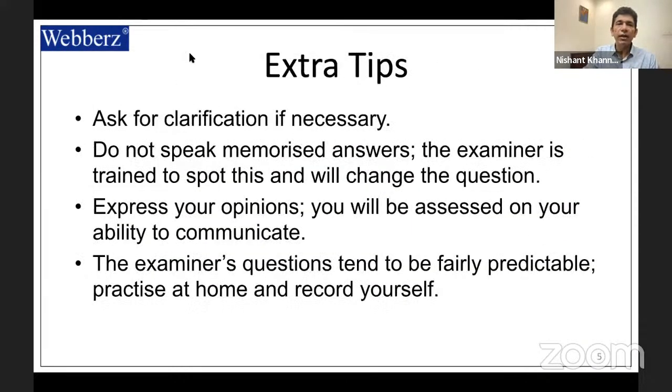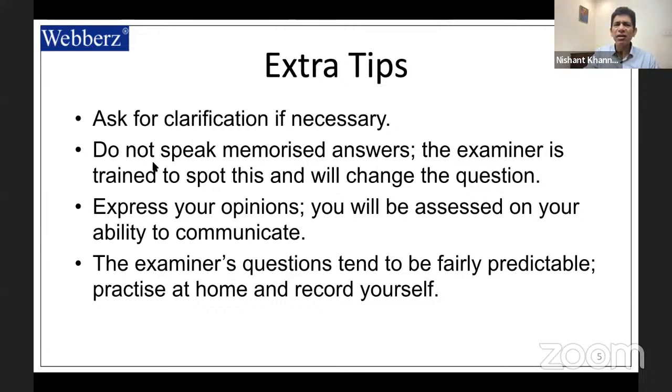Now, more tips, because I'm going to be covering tips and then we'll start covering your object-based cue cards. Ask for clarification as necessary. If you do not understand the question, you can ask the examiner, could you please repeat the question? If you answer the wrong question, that will be taken wrongly and you'll be penalized for that.